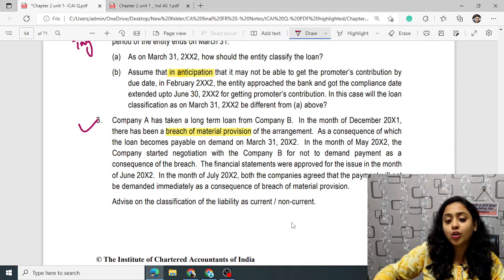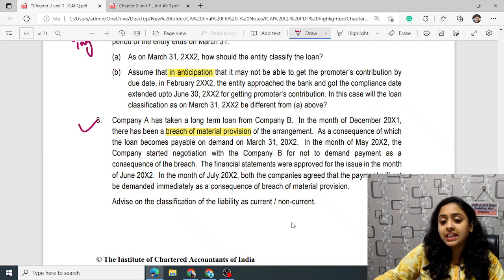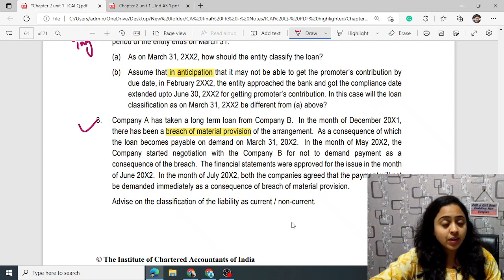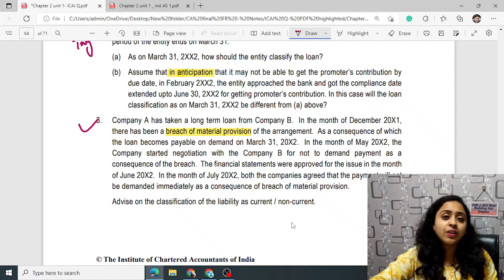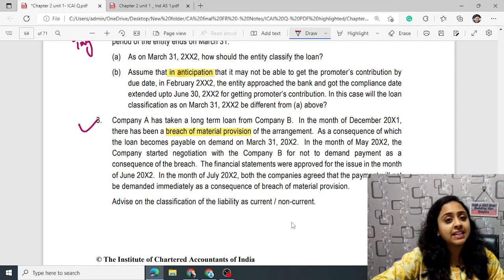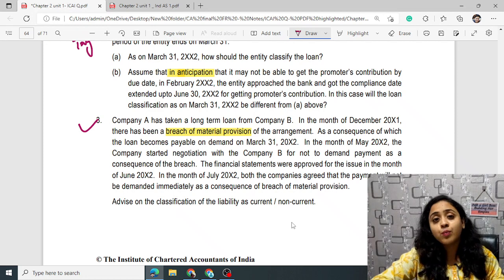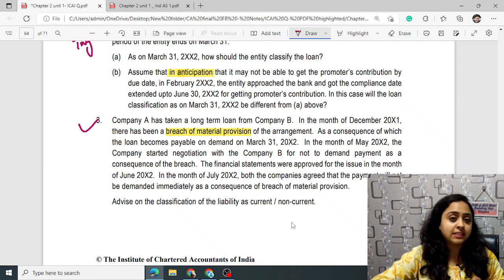Question number 3. Company A has taken a long-term loan from company B. In the month of December 2001, there has been a breach of a material provision. You know there is a rule if there is a breach of a material provision as per Ind AS. Ind AS says that on correction of it before the approval of the financial statements, you will reclassify it as non-current. But IAS, the International Accounting Standard, says that once there is a breach and it has converted from non-current to current, then even on rectification it will not be reclassified as non-current. It will continue to stay as a current asset or liability.